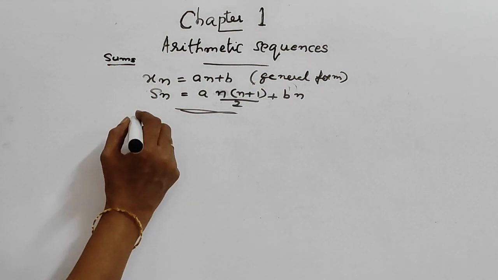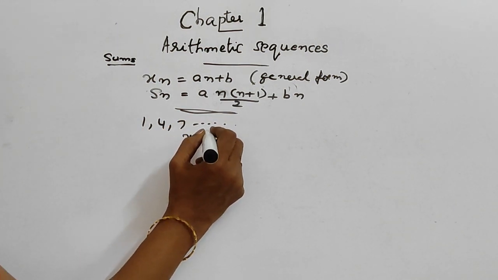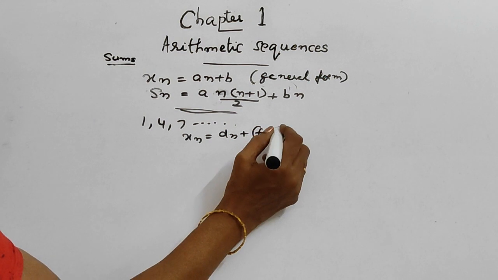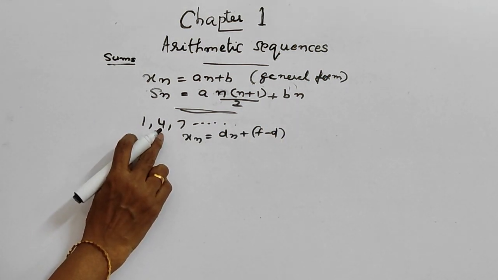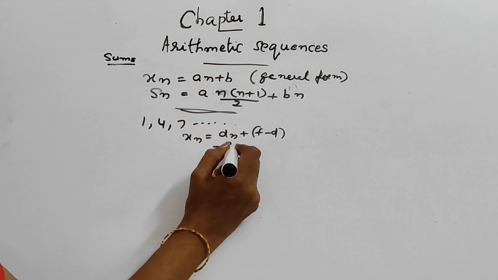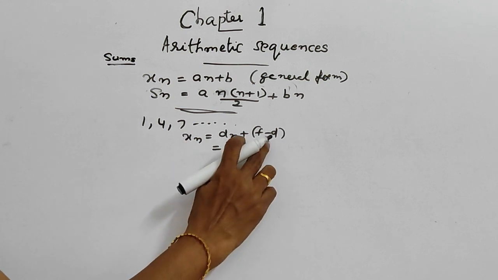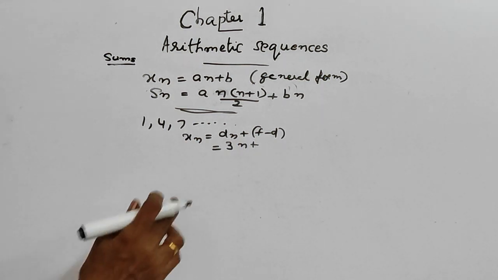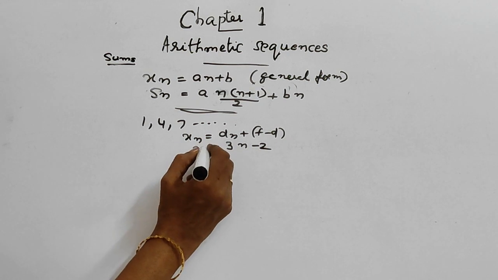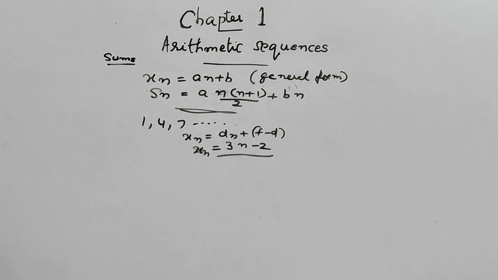Now consider another sequence, 1, 4, 7, and so on. What is this xn? xn is equal to dn plus f minus d. This way also you can find out, or with a common difference you can say that it is 3n minus 2. Difference 3, so 3n plus f, first term 1 minus 3, that is minus 2. This way you can get xn. xn is 3n minus 2. Now how to find Sn here in this sequence? This is an arithmetic sequence.